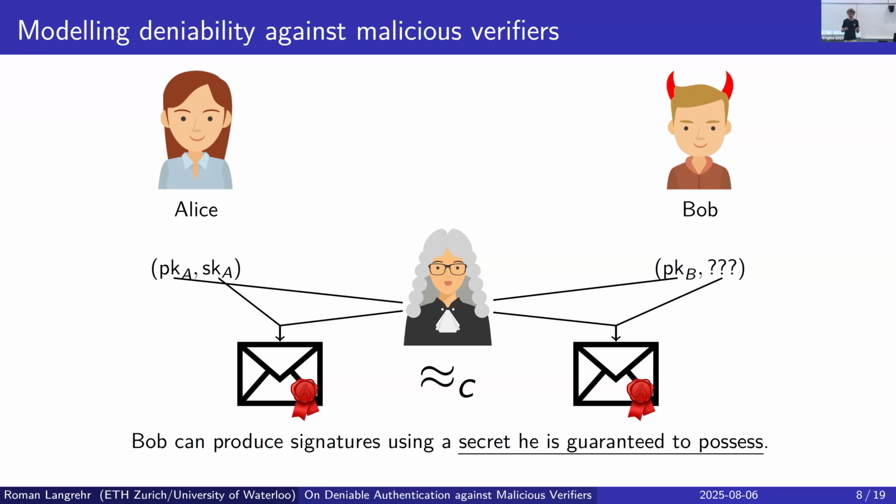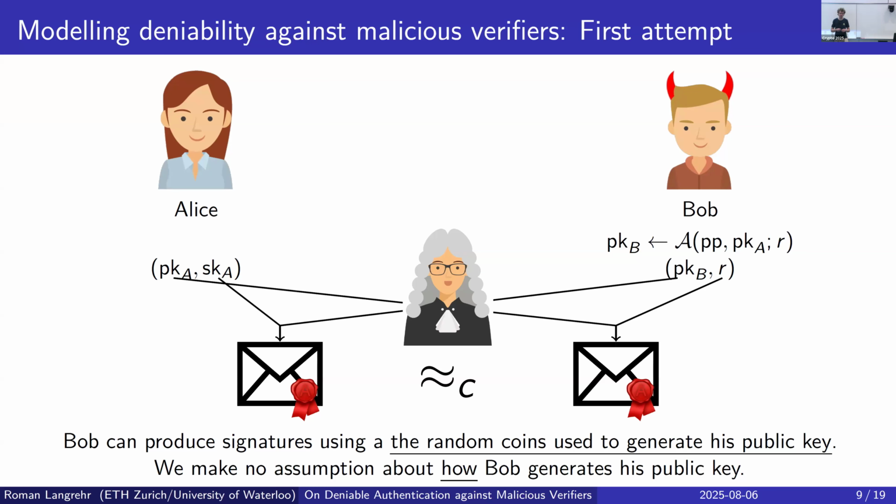So we need to replace this with something else. But it should still be a secret that Bob is guaranteed to possess, because, well, if it would be possible to fake the signature without any secret, then clearly the signature would not be unforgeable. So we need some secret that Bob is guaranteed to possess.